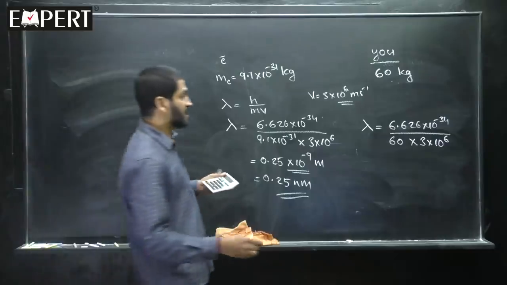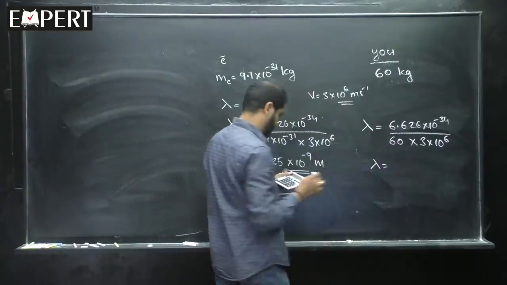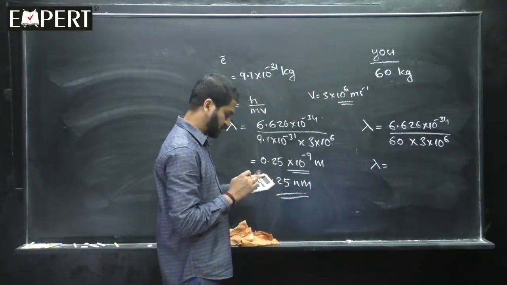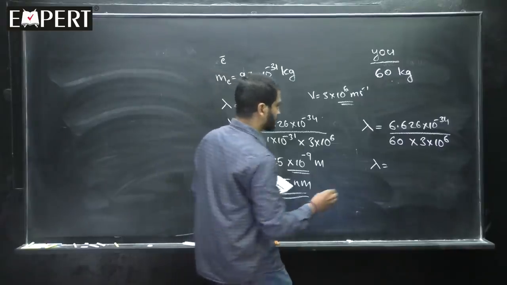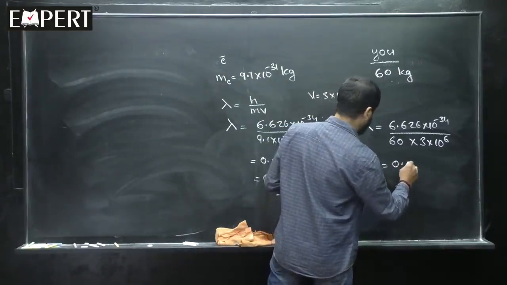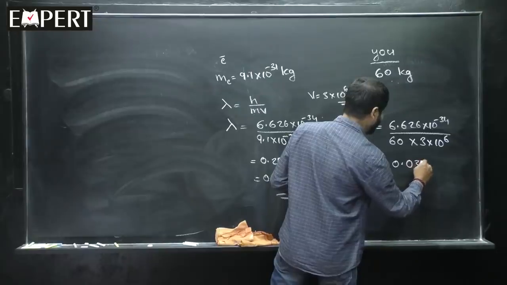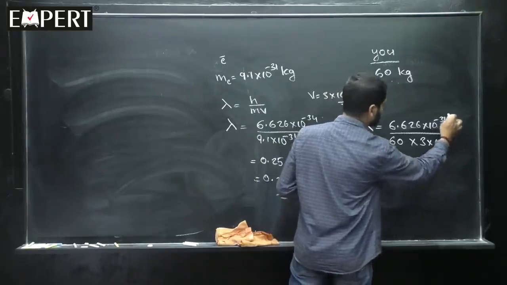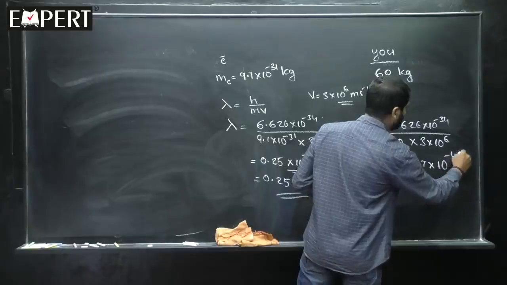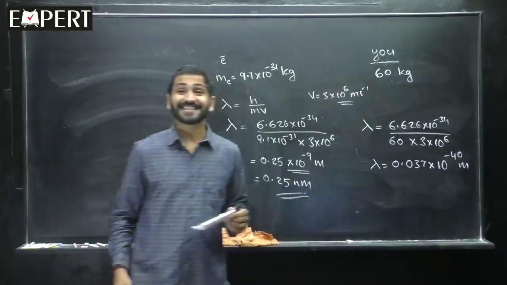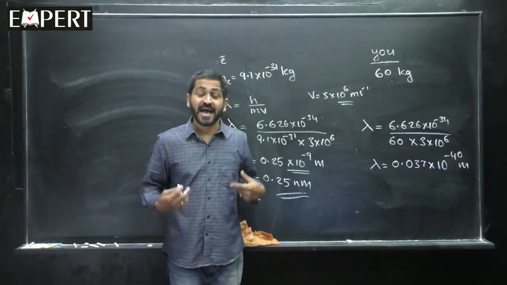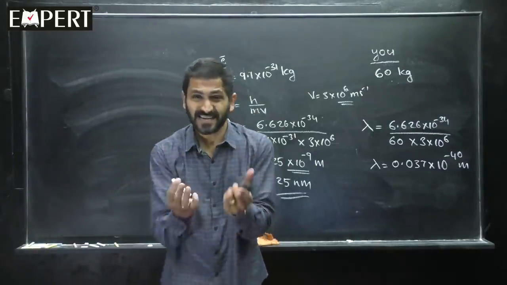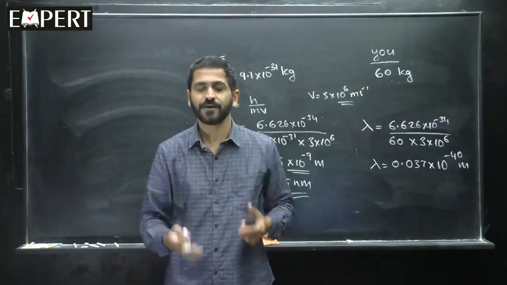Nanoscales are measurable. Now let us see what is the wavelength created by me. 6.626 divided by 60 divided by 3 is equal to 0.037 into, when this goes up, 10 to the power minus 40 meter. See how short it is. It means if my weight is 60 kg and I am traveling at the speed of light, this is an example to understand the concept of matter wave.